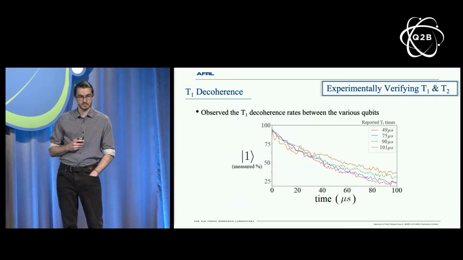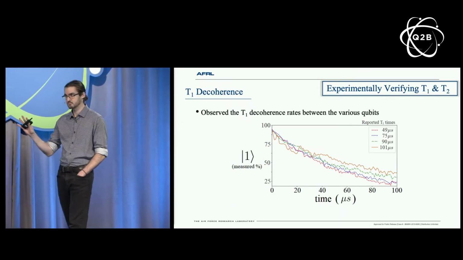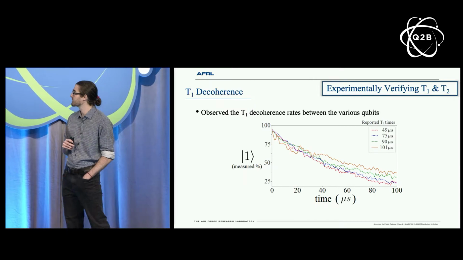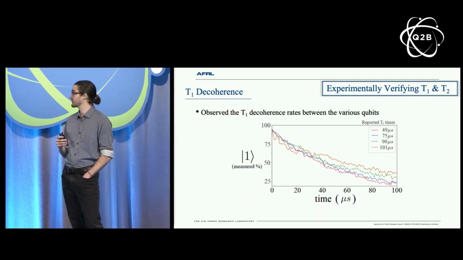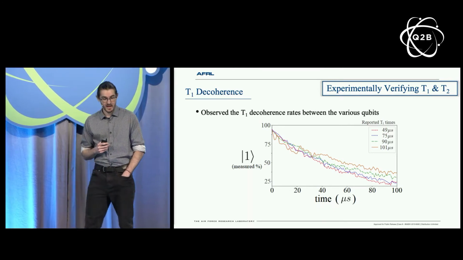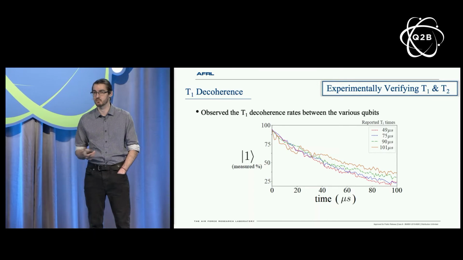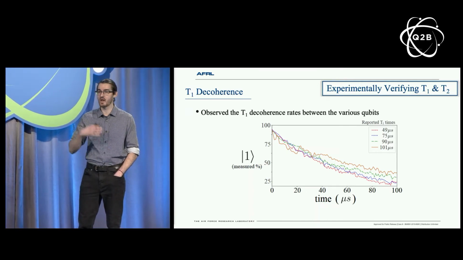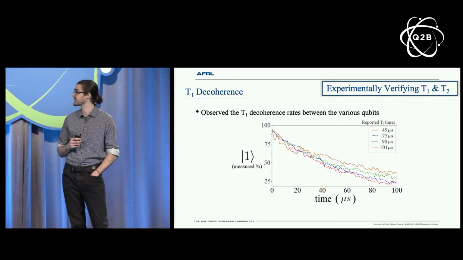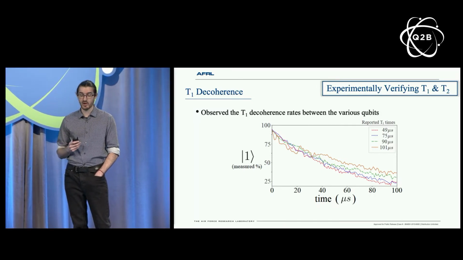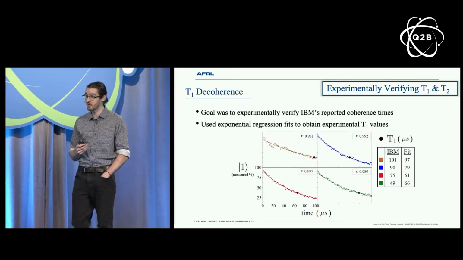Okay, here's the first set of data I'm going to show you. Here are 4 batches of data that I picked out. Up in the top right, those are the T1 times reported by IBM. And then here is the data. On the x-axis, we have time in microseconds, and on the y-axis is the probability of the qubit remaining in the excited state. Certainly, these plots look exponential, but of course, we had to go in and verify for ourselves.